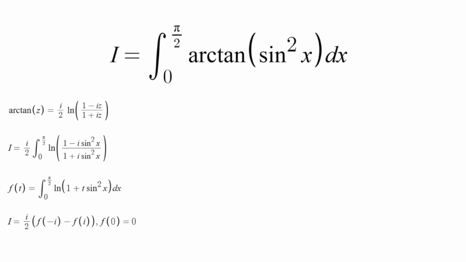That is because our integral is now i over 2 times the quantity of f evaluated at negative i minus f evaluated at i. Go ahead and pause the video and check that out. But it is true: if you plug in negative i and then subtract f of i, and then multiply it by i over 2, you will get our integral. And we'll also note that if we evaluate f at 0, we get 0.